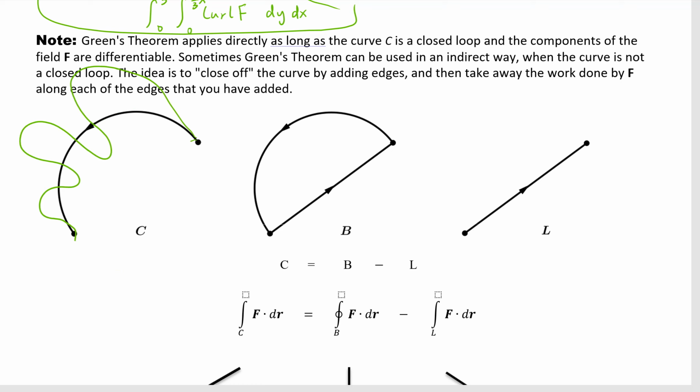The idea is to close off the curve by adding an edge. See, by adding an edge, now I get a closed curve. Then we can calculate the work done by F along this region. We can use Green's theorem because now this is a closed curve. So for the integral of F dr over B, we can use Green's theorem.